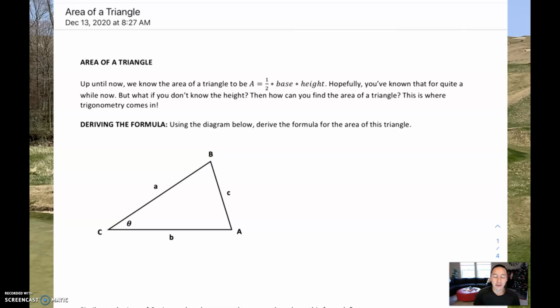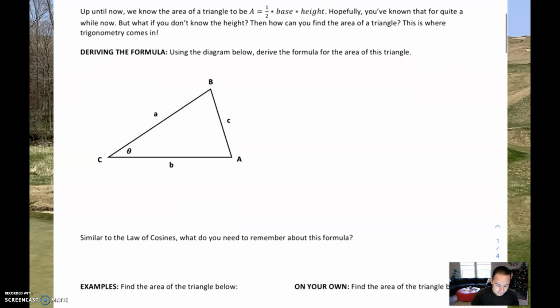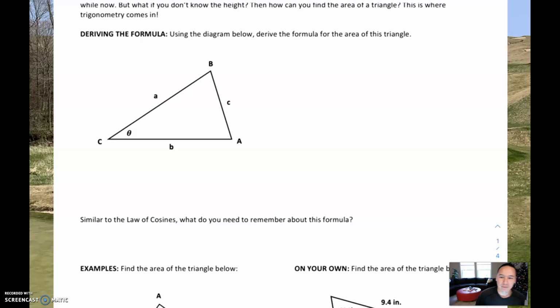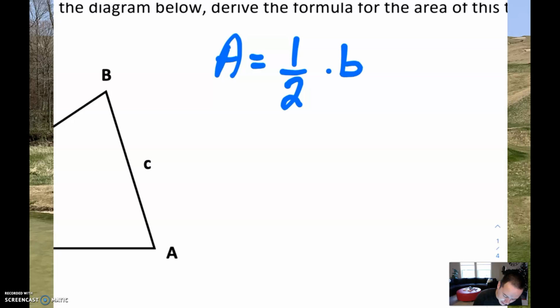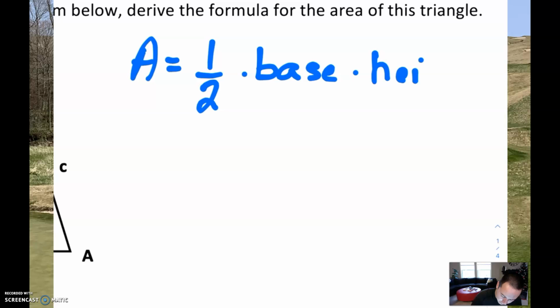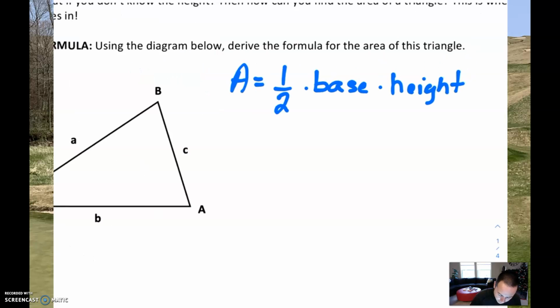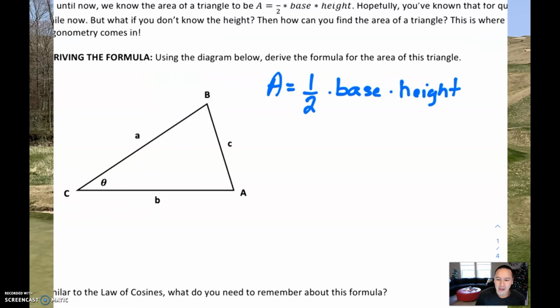So I'm going to show you how to derive the formula for the area of a triangle using trigonometry, and then we're going to use that the rest of this assignment. So in this diagram below, we're going to derive the formula for the area of the triangle. We're going to start with just area equals 1/2 times the base times the height. And I think it's pretty easy to recognize, at least from this triangle, that the base is going to be here.